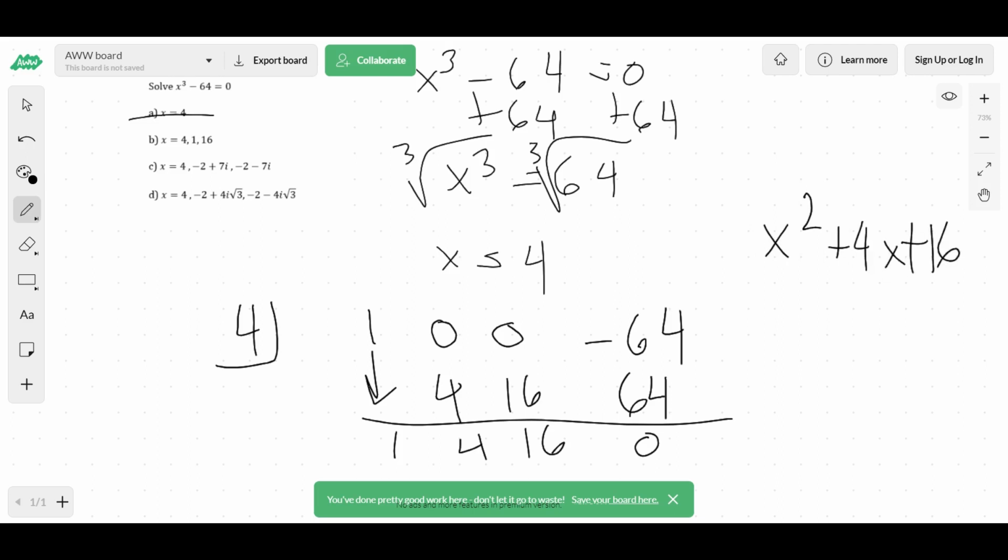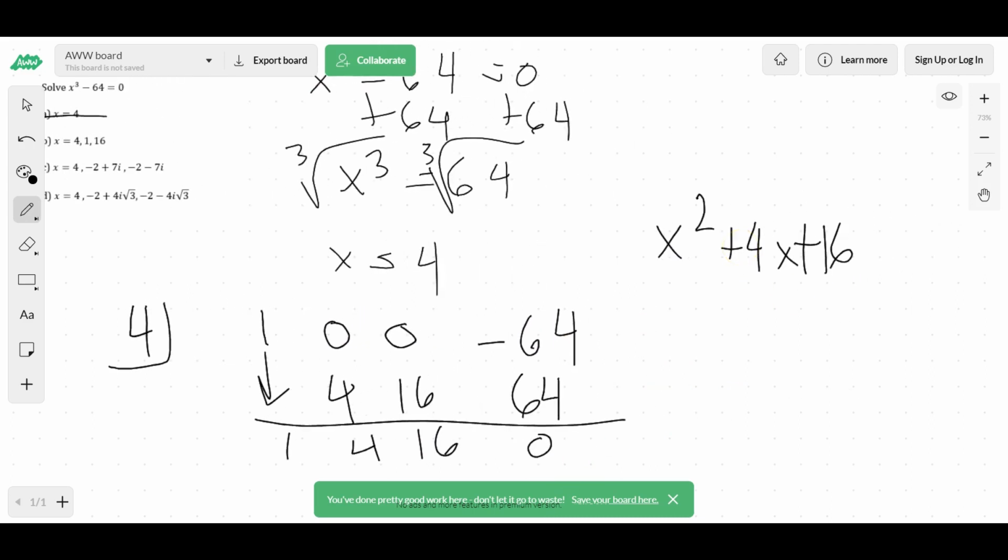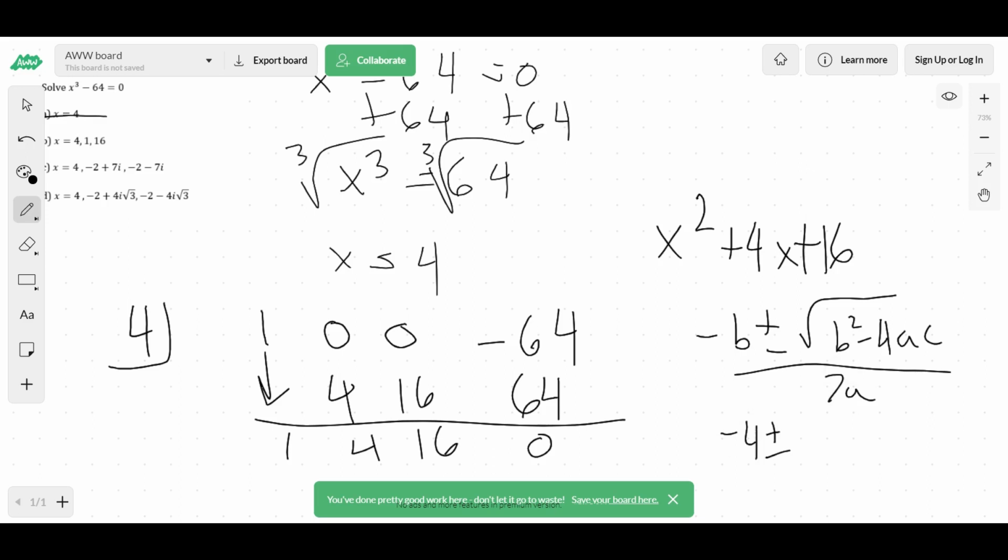And then you might go, well, how would I solve this? Well, the easiest way to solve this would be the quadratic formula. So we would do negative b plus or minus the square root of b squared minus 4ac all over 2a. And when we plug that in, we'd have negative 4 plus or minus the square root of 16 minus 4 times 1 times 16 all over 2.